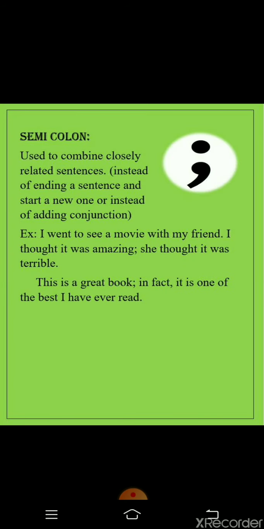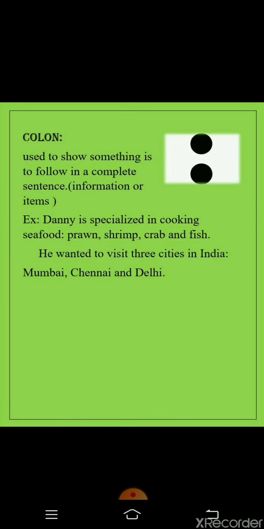Okay. Next one is semicolon. It is used to combine closely related sentences. So, instead of putting a full stop and finishing the sentence, or instead of using a conjunction, we use a semicolon. Okay, and colon is to show that a list of items is to follow, okay, after a complete sentence.